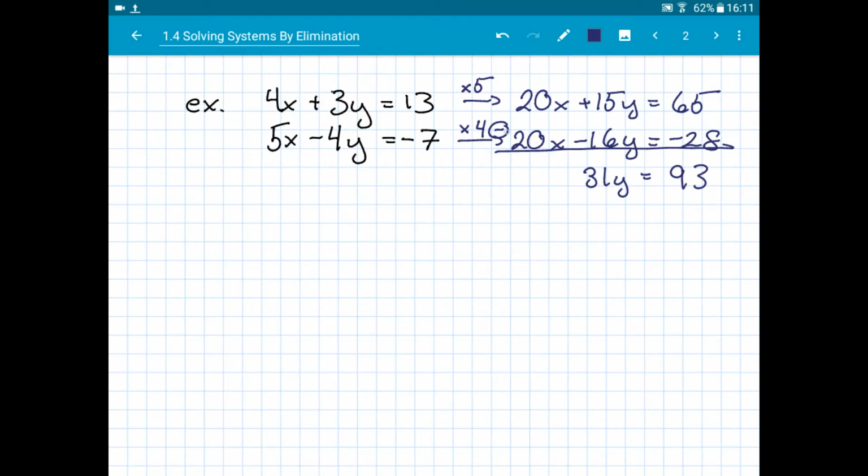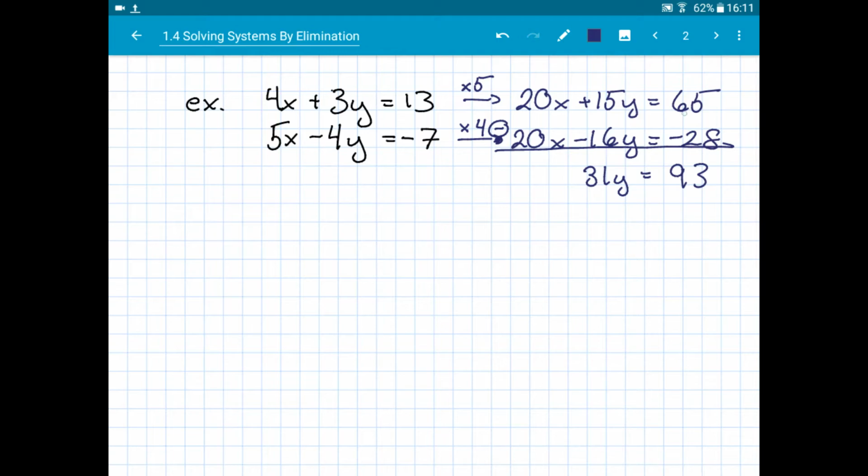Minus gives you positive. Notice how I keep cursoring over this minus. I'm trying to keep track of what I'm doing. I don't want to forget and do 65 minus 28. I'm subtracting both equations from each other, so I have to subtract the right-hand sides as well. So 65 minus negative 28 is 65 plus 28, which is 93.